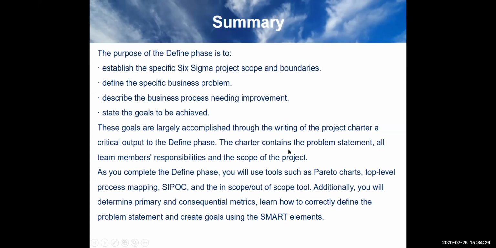And as we complete the define phase, we use tools such as Pareto charts, top-level process mapping, CPOC, and the in-scope and out-of-scope tool. Additionally, we will determine the primary and consequential metrics, learn how to correctly define the problem statement, and create goals using SMART elements. I think that's about what we have to discuss this week on the define phase.